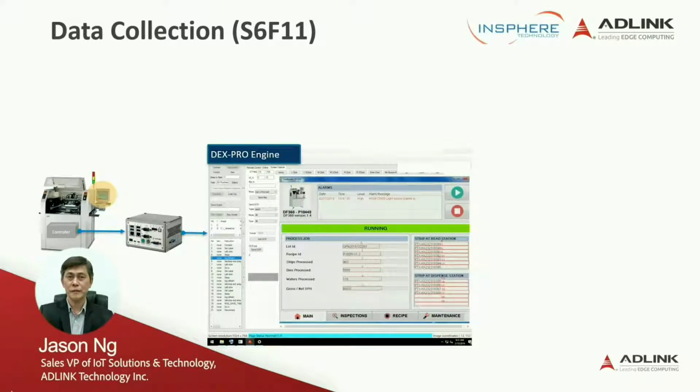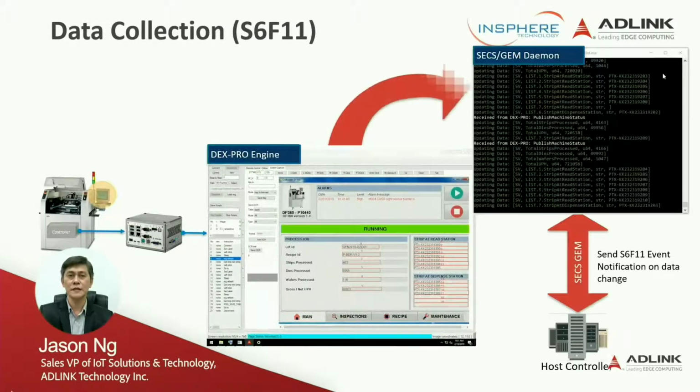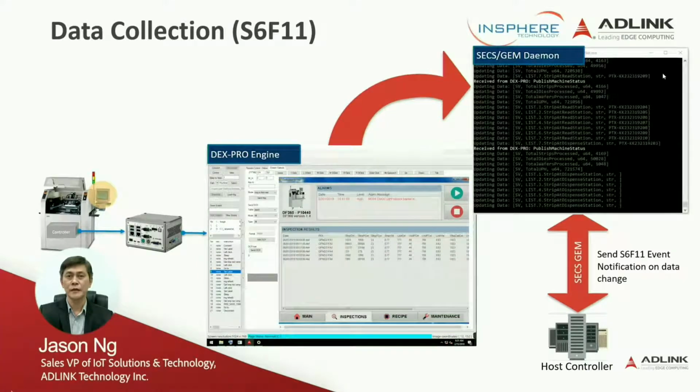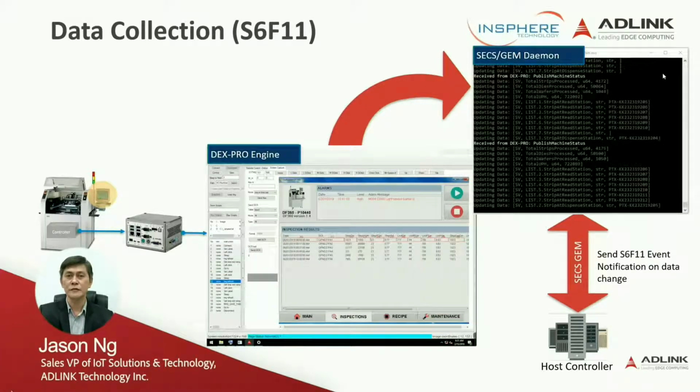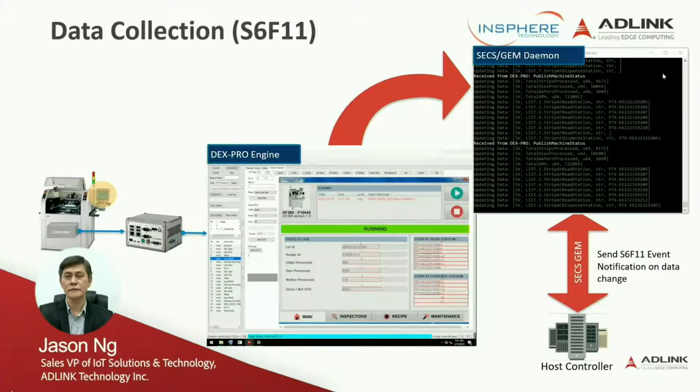This is an example showing a machine image captured by DEX100 via the VGA signal. Data that needs to be collected is boxed in red. Once this data is collected, it will pass to the SECS/GEM daemon, converting this data into the SECS/GEM protocol and transferring it to the host controller automatically.